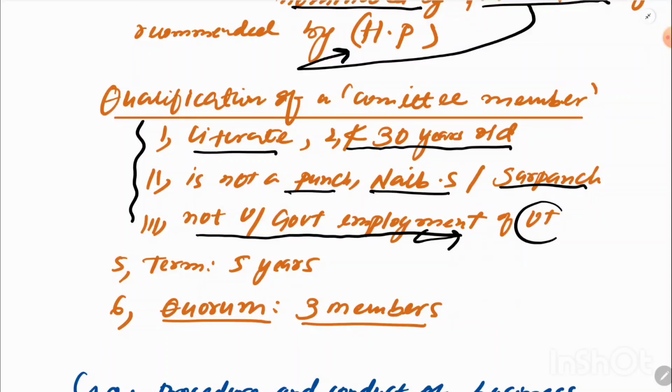Okay. And what is the term of it? 5 years. And the quorum, that is the minimum number required for a meeting, should be at least 3 members.